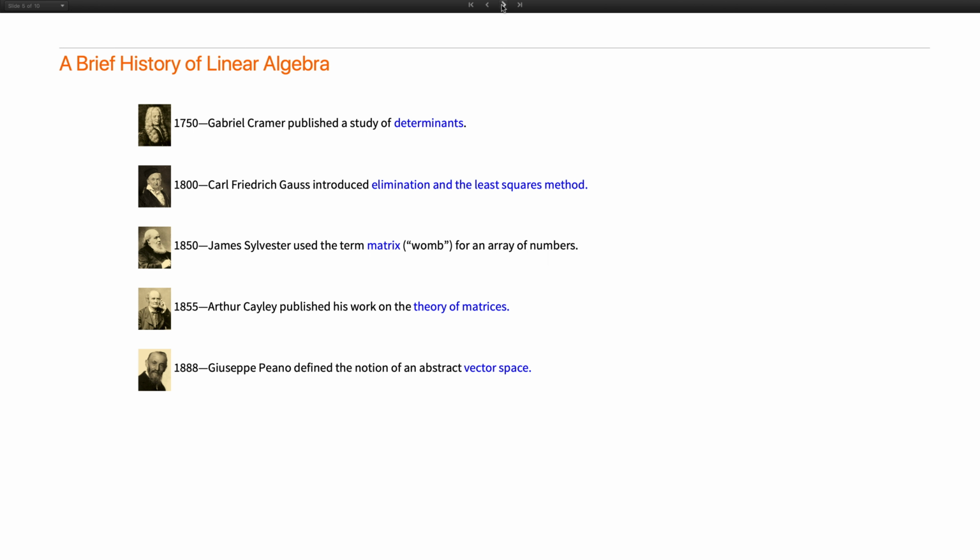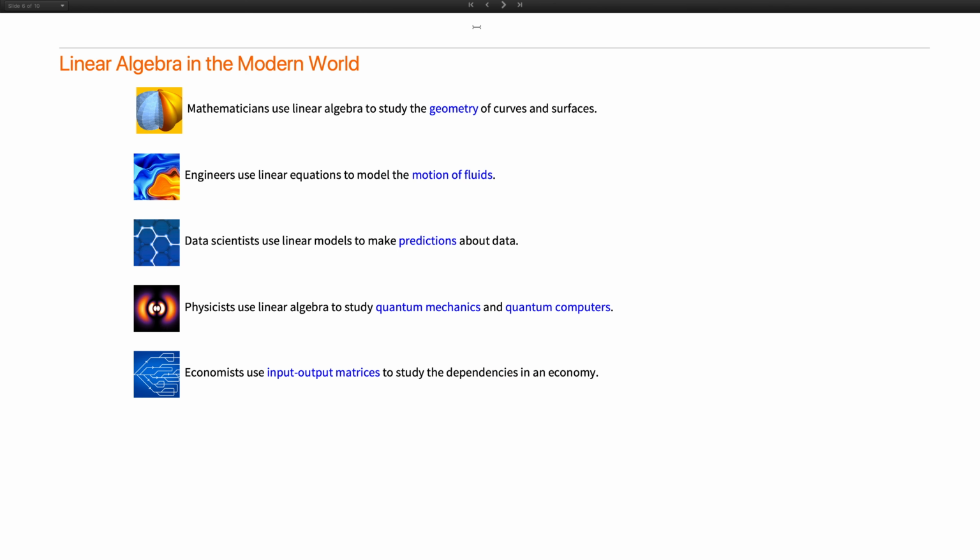Okay, so the question is, what happens today? Well, today, people all over the world use linear algebra in different ways. So in different professions, there are their own uses for linear algebra. For example, if you do mathematics, you might want to study the geometry of a surface, and then you'd use linear algebra to actually make a system of coordinates in which you can do your matrix manipulations.